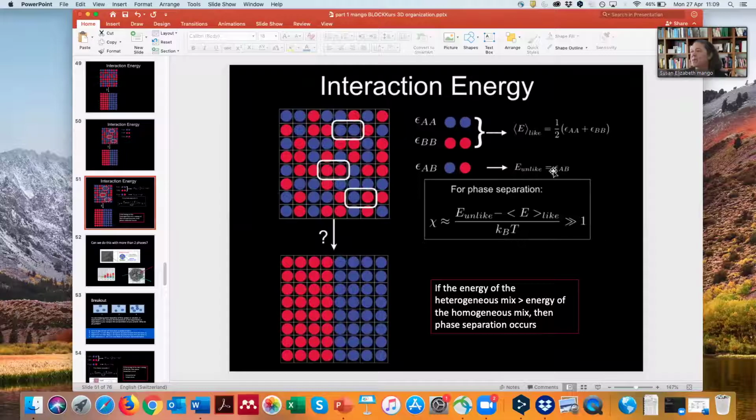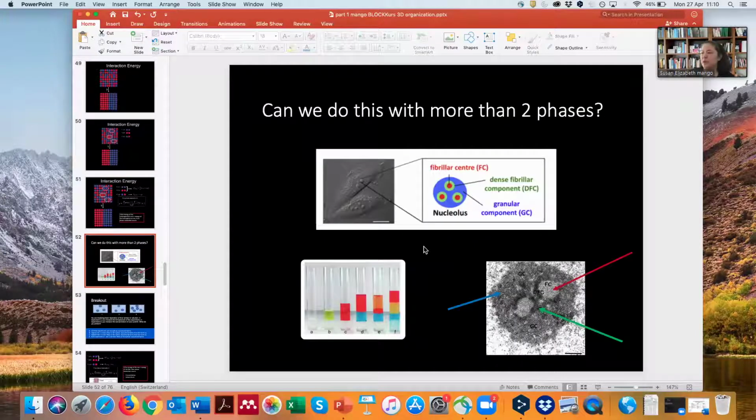Okay, so to go back here, we calculated that when chi is much greater than 1, that is to say the energy of this interaction is not favorable compared to the like interactions, then we will get this separated state. And that can be more than 2 molecules. And in fact, in the nucleolus, we have several of these states.